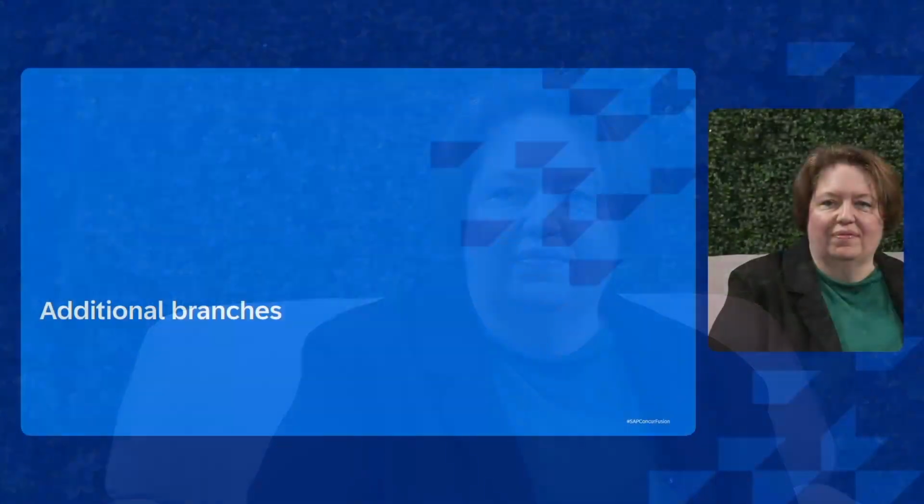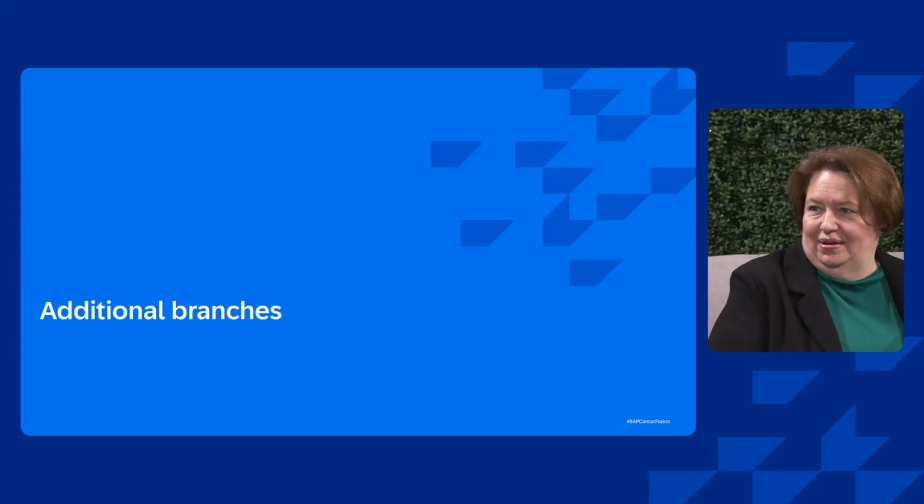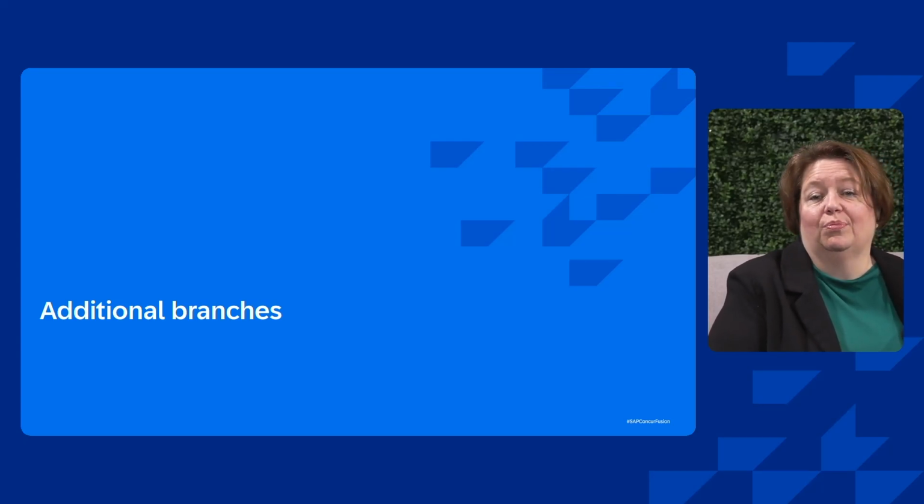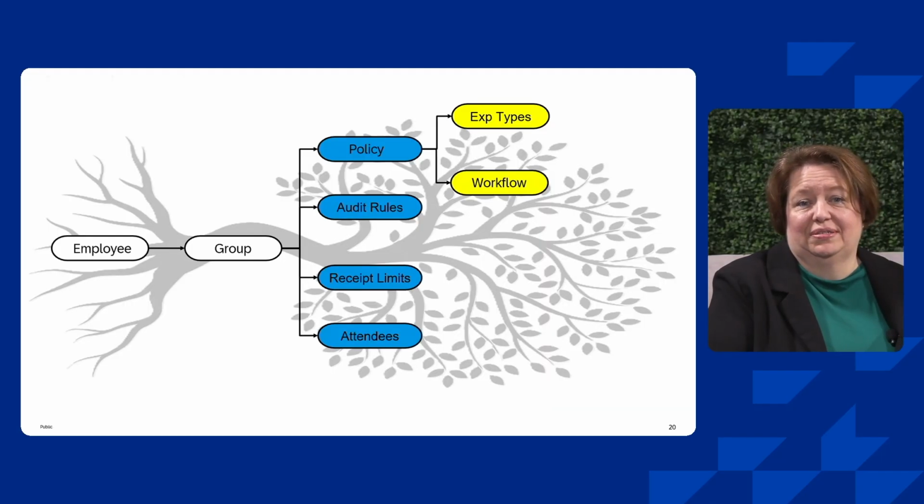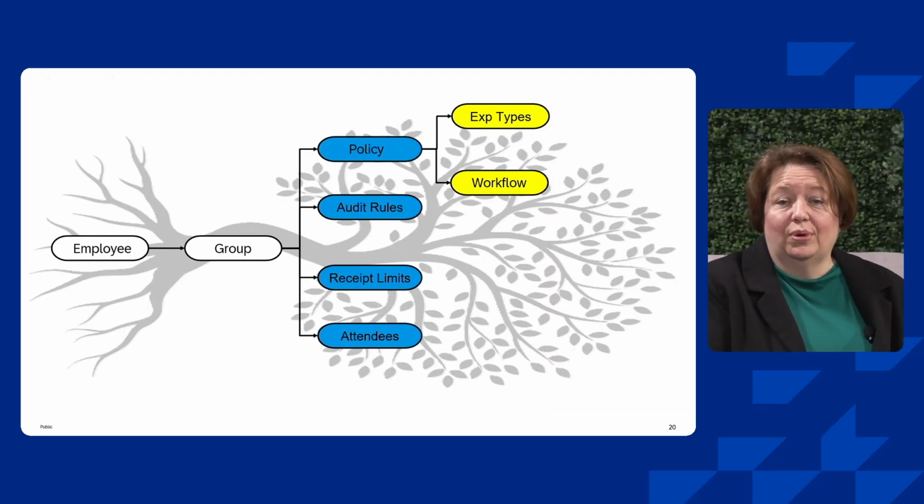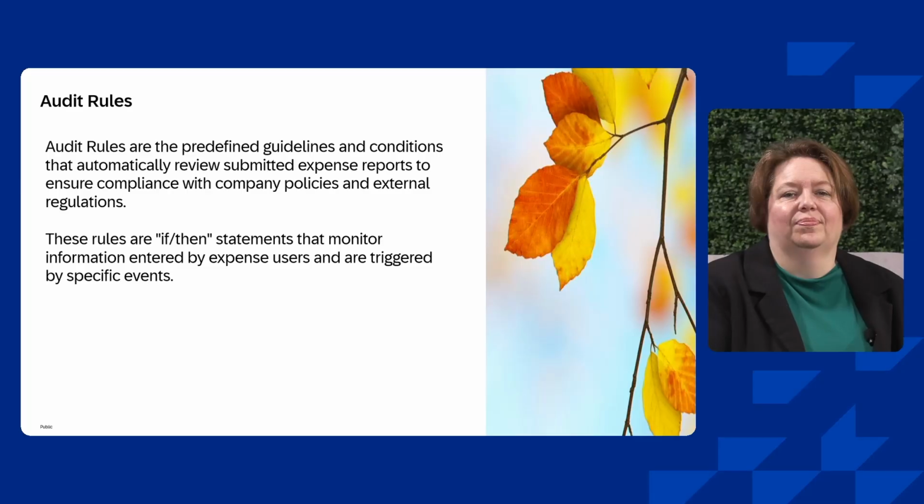So now that your employees have that solid setup for completing an expense report, we're going to talk about some of those other branches that are going to impact their expense report submissions. Taking another quick look at our tree, we have reviewed some of those core branches, and we're going to take a look at some more of those supporting branches and how they're going to work into that compliance and audit success. The first one we're going to look at is audit rules.